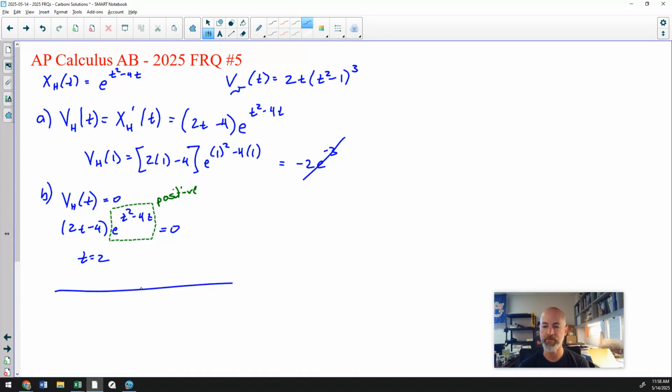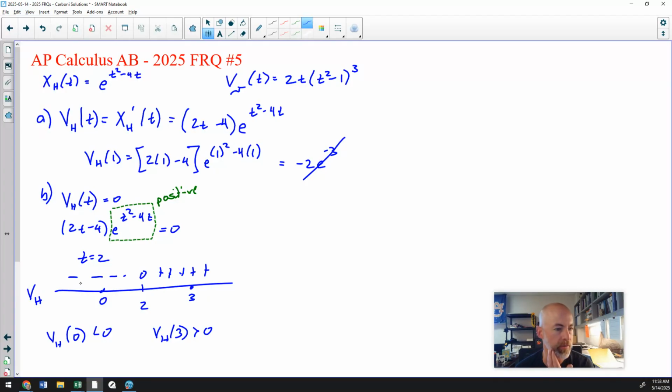Now, number lines are invisible to AP readers. However, I do believe that they are wonderful organizational tools. And so this is the velocity of particle H with the velocity of 0 at 2. I'm going to plug in maybe 0 for t and 3 for t. And I'm simply going to make the note that the velocity of particle H at time 0 would be negative 4 times something positive. That is negative. And the velocity of particle H at time 3 is going to be 6 minus 4, which is 2 times something positive, which is positive. And so I now know that H is traveling left from, do we have a certain interval? 0 to 5. Okay, from 0 to 2, and right from 2 to 5.